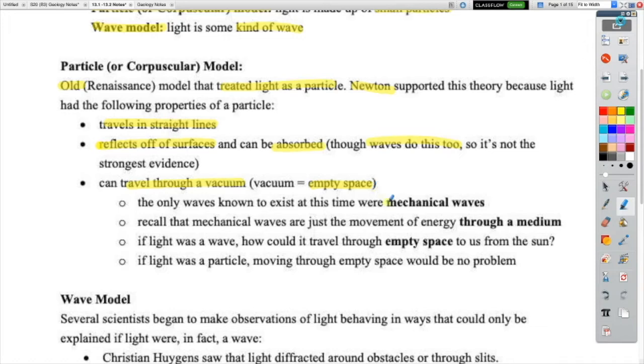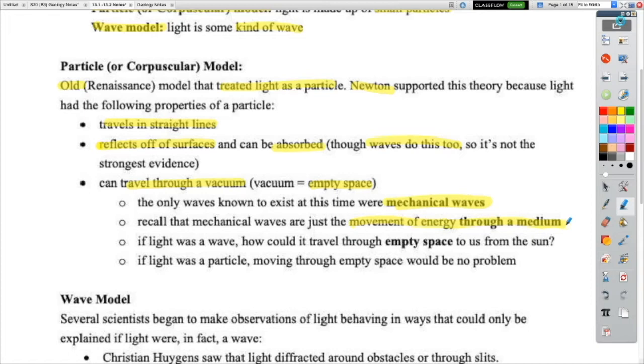were mechanical waves. Those are the waves we covered in Physics 20 for the most part, right? I think we had a brief discussion on non-mechanical waves, but for the most part, all we know about are mechanical waves. Well, mechanical waves, what are they at the end of the day? They're just the movement of energy through a medium. So again, when I say a wave, if you picture a water wave, the water is not the wave. The wave is the energy moving through the water.